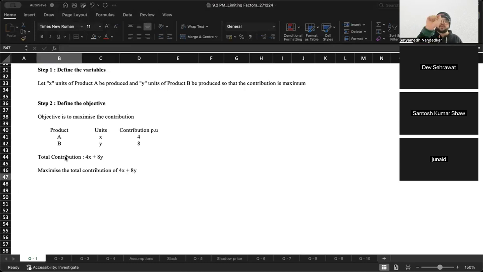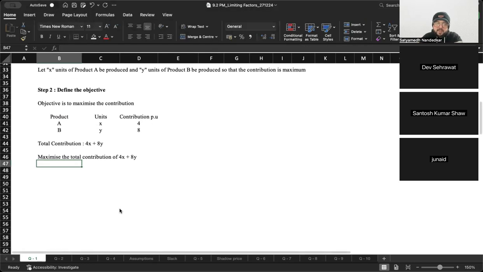Equation kab hota hai? When you say 4x plus 8y is equal to something. Here 4x plus 8y is not going to be equal to something. It is just 4x plus 8y. You have to maximize 4x plus 8y. So the point should always be, it is an expression or it is a function. It is not an equation. ये equation नहीं है, ये expression है. There is a difference. Maximize the total contribution of 4x plus 8y.